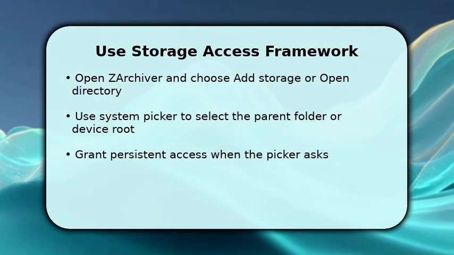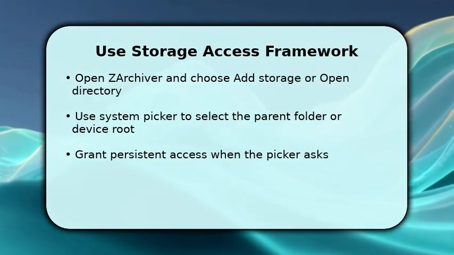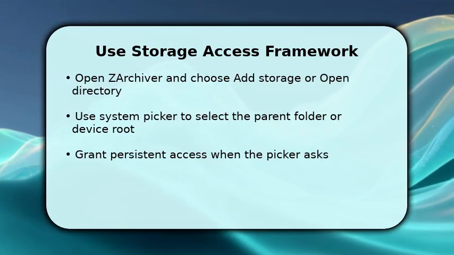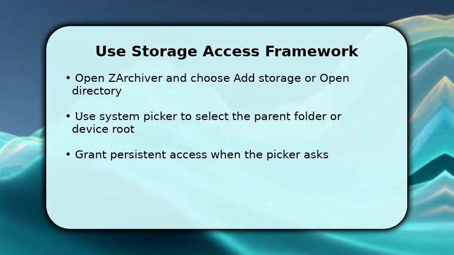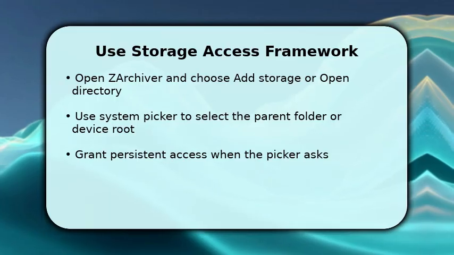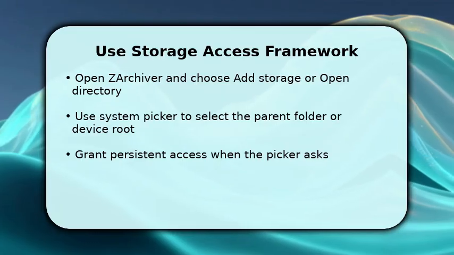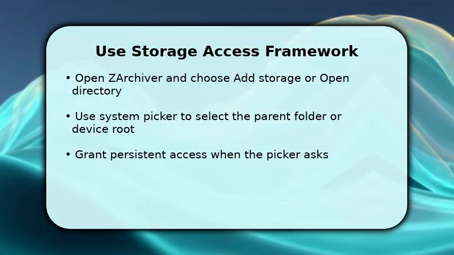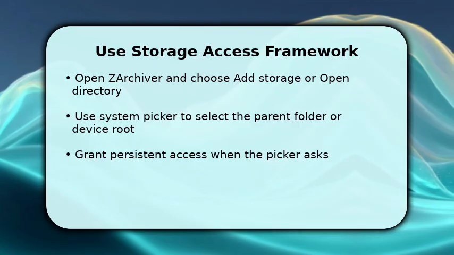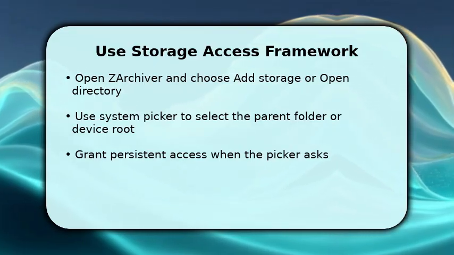Once permission is enabled, you should also map specific storage via the Storage Access Framework for consistent access. Open ZArchiver, choose Add Storage or Open Directory, then use the Android file picker to select the desired folder or the device root. When the picker appears, pick the folder and tap Allow or Grant Access.